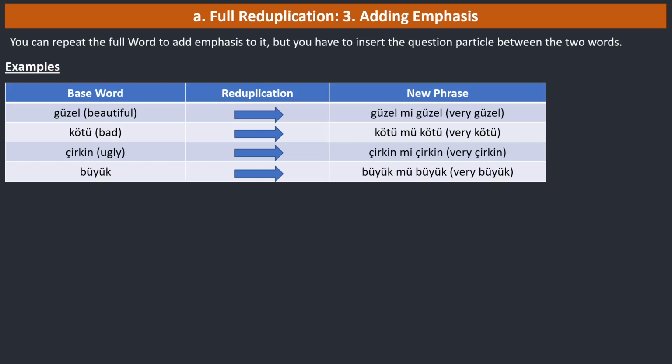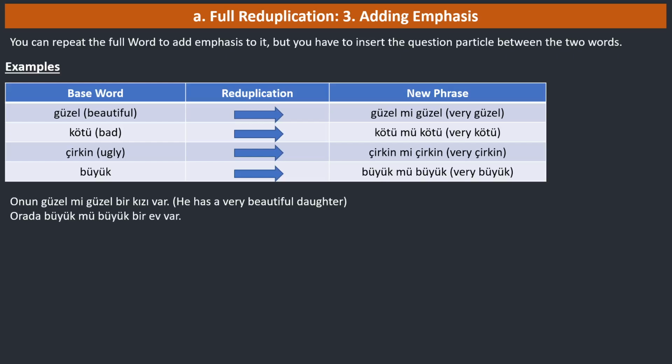So example sentences, I think it will be useful. Onun, his, güzel mi güzel bir kızı var. He has or she has a very beautiful daughter. Or orada büyük mü büyük bir ev var. Like there is a very big house. Yeah, very güzel daughter.